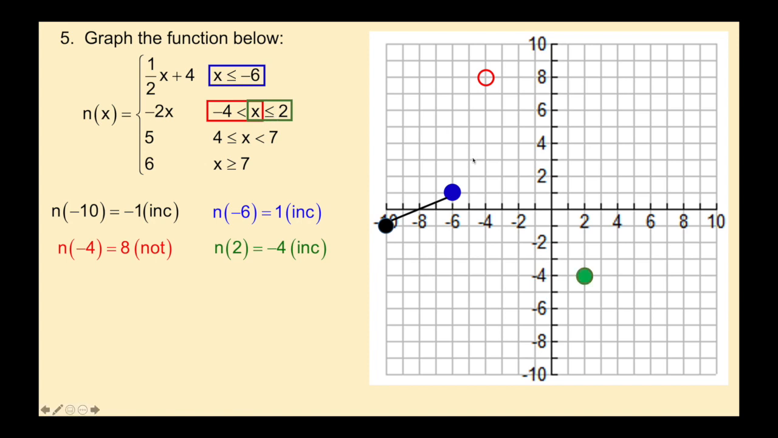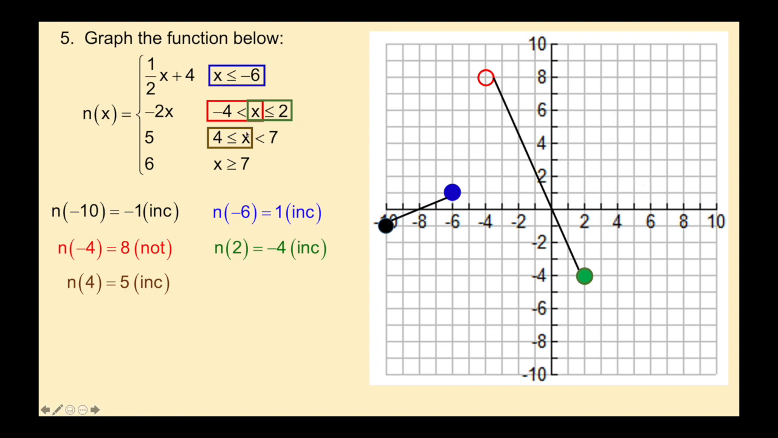So I can plot a point at 2, negative 4. Now I can connect that piece. My next piece is going to start at positive 4. When I try to plug 4 into this function, again, there's no variable to plug it into, so it's automatically just going to be 5. So I can plot a point at 4, 5. So I go over to 4, up to 5.